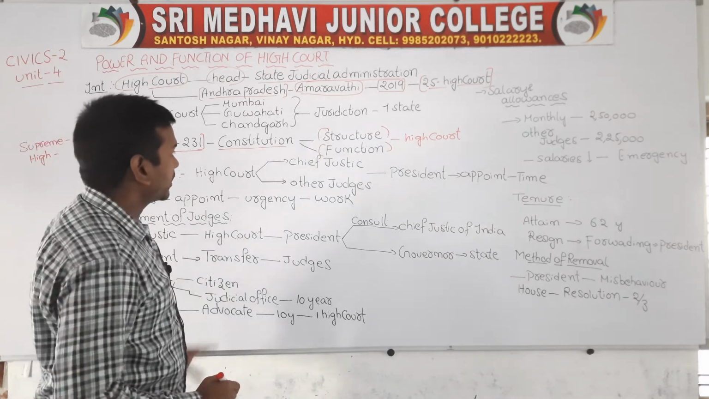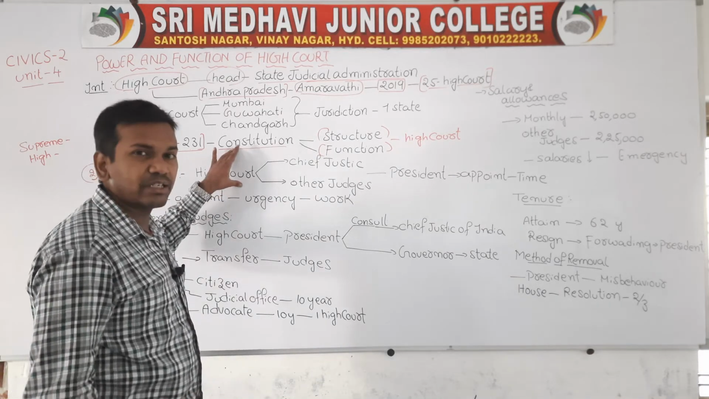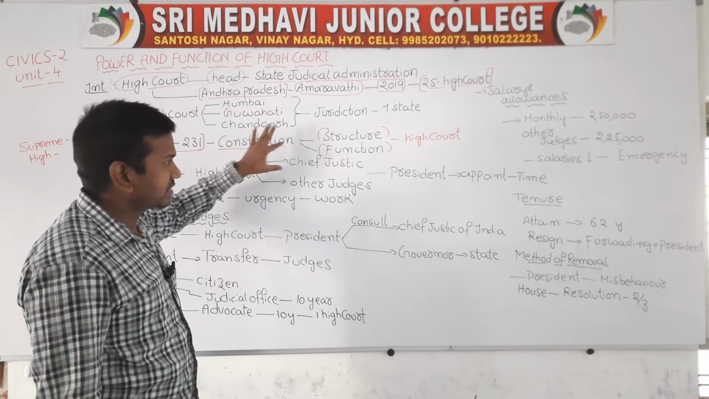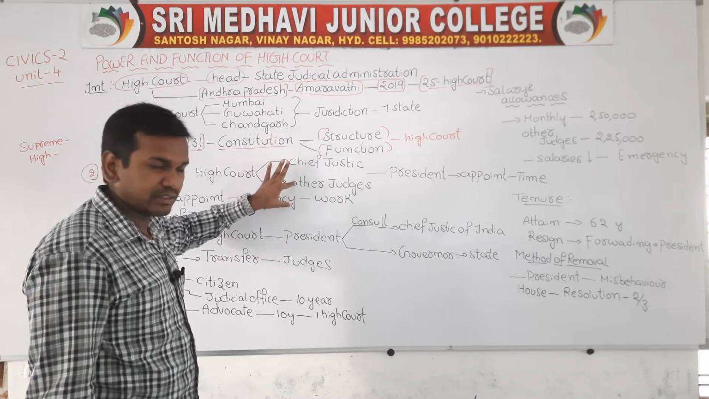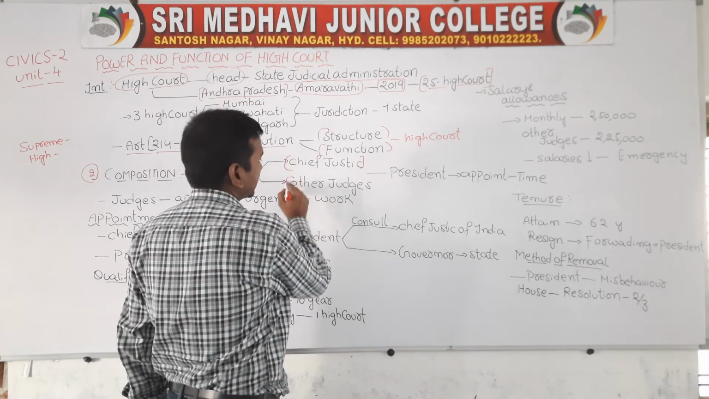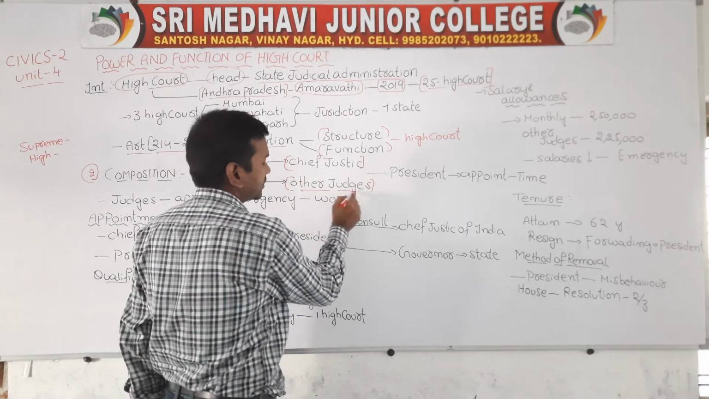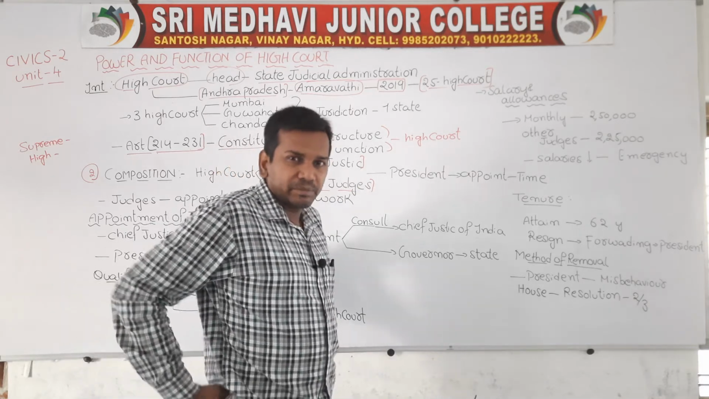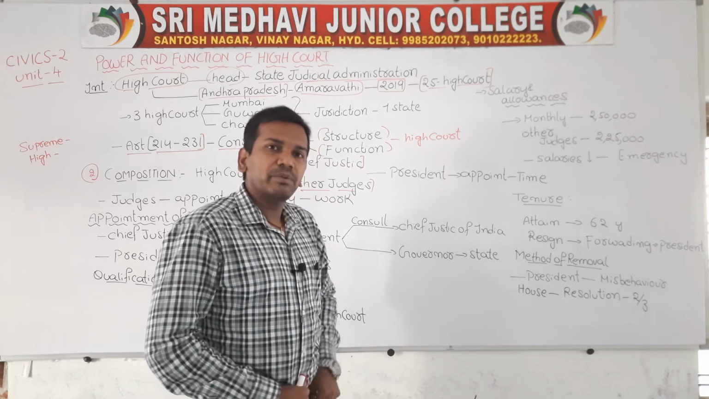Normally when we are looking at the High Court, how will these High Court judges be appointed? The judges of the High Court consist mainly of the Chief Justice and other judges. The Chief Justice is the head of all the judges. The Chief Justice and all the judges of the High Court will be appointed by the President. The President of India will appoint the judges.